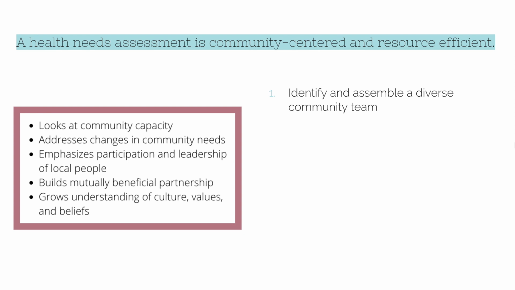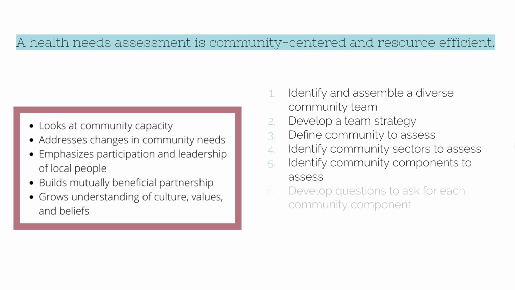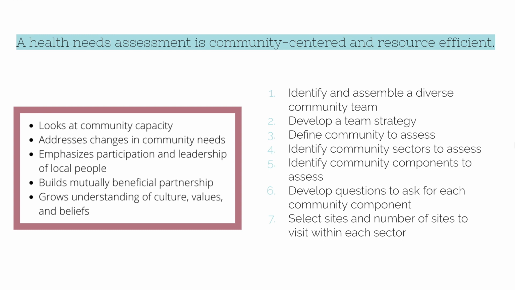You might ask questions like, what is the community's traditional family structure? Are there social norms that impact healthy behaviors? Next, you will develop a team strategy and select your target community and community sectors. Are you looking at healthcare in a village, large city, population with a specific religious affiliation? This will be followed by identifying community components to assess and determining how and where you will find out about these issues. What are your community's health concerns? Which ones do they want to address first? Are you able to communicate with community members at their homes, schools, places of work or worship?